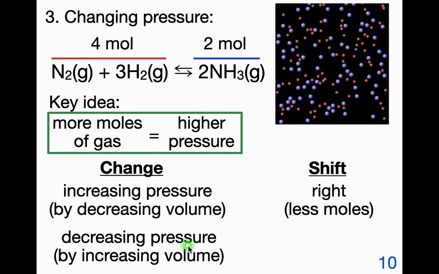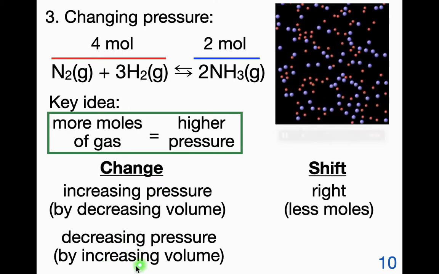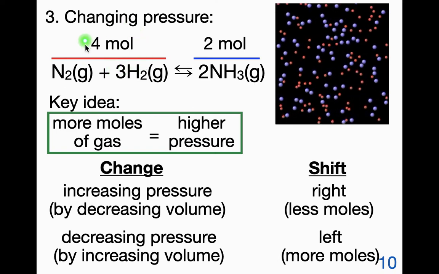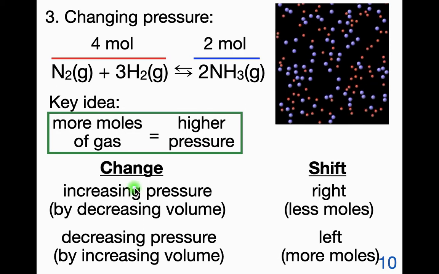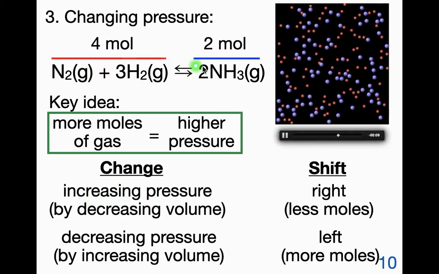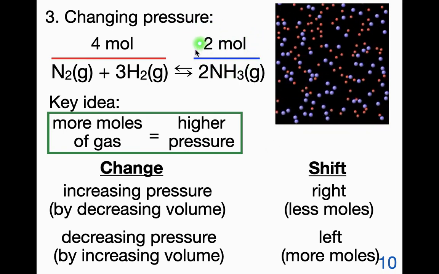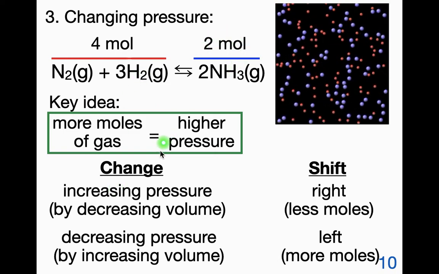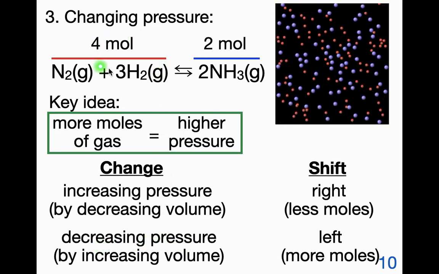And if we decrease the pressure, which we can do by expanding the container and increasing the volume, then the reaction is going to shift to the left, so we have more moles on the left side, which would increase the pressure. Let me recap this. Increasing the pressure by decreasing the volume, the reaction is going to shift to the side that has fewer moles. That will decrease the pressure. So you increase the pressure, it'll shift to the side to decrease the pressure. If you decrease the pressure, it'll shift to the side to increase the pressure.